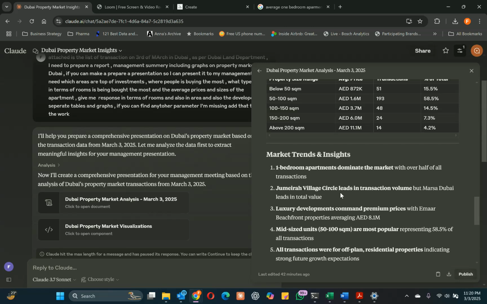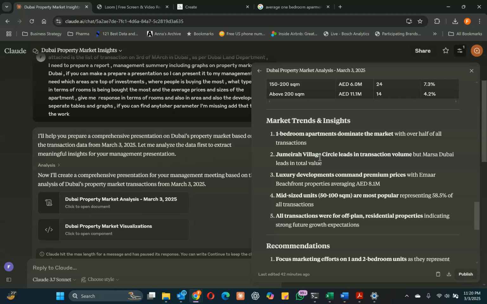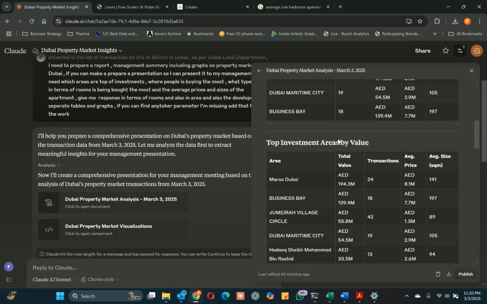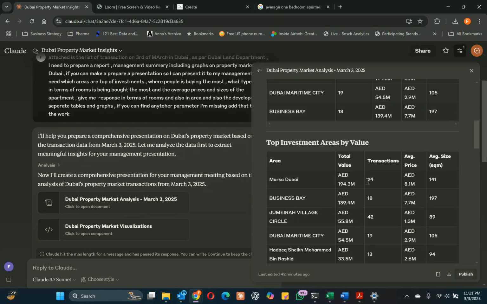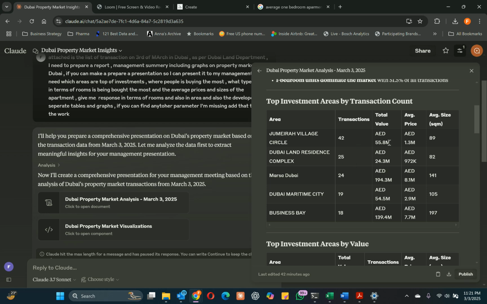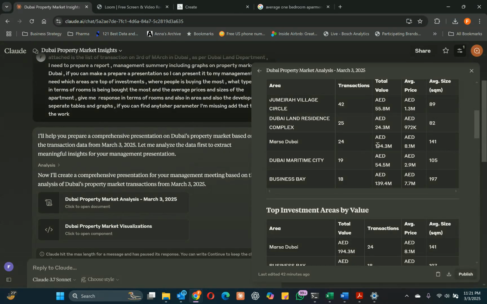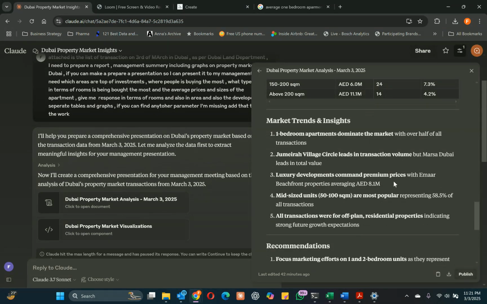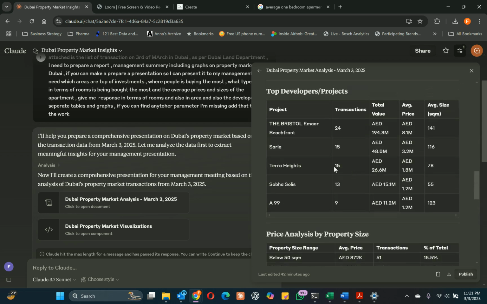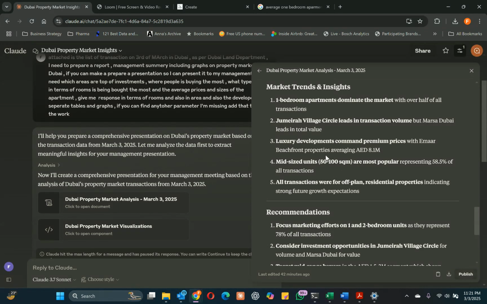If you look at the market trend and insights, one bedroom apartment dominated the market, as we can see from here. Then Jumeirah Village leads in transactions, but Marsa Dubai leads in total value. So Jumeirah Village, if you look over here, had much more transactions at 42. Look at the value of Marsa, it's about 194 million, while Jumeirah, in 42, is at 55.8. It's like a quarter of what Marsa has done. Luxury developments command premium price with MR Beachfront properties averaging 8.1 million. So it picked up the name from MR Beachfront and took it as a luxury property because again it's big in size. Mid-size unit 50 to 100 square meter most popular.